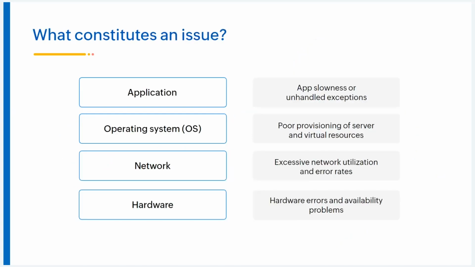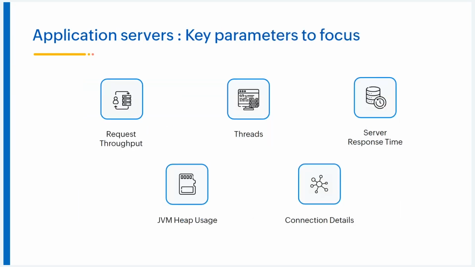For example, if we take an application, application slowness or any exception leads to an application issue. Poor provisioning of server components will lead to OS level issues. And if there is any network level utilization issue or error rates, that will lead to a network issue. So there are different issues that we come across on a daily basis in our infrastructure. In order to prioritize easily, we can have a quick look at the key components that you can focus on. So let's take an application server.